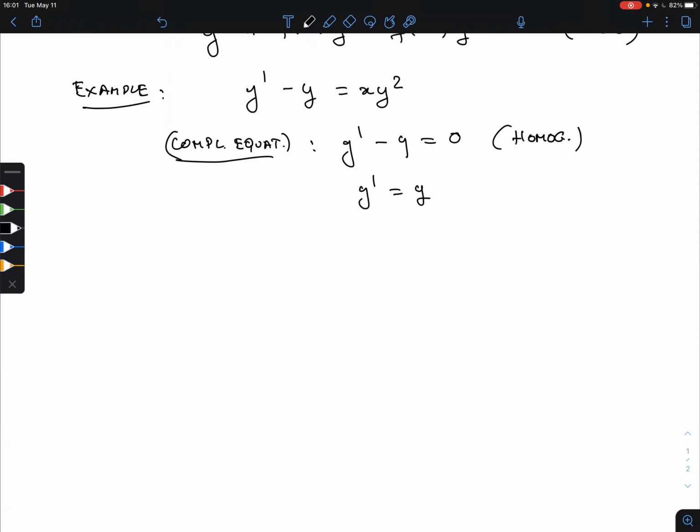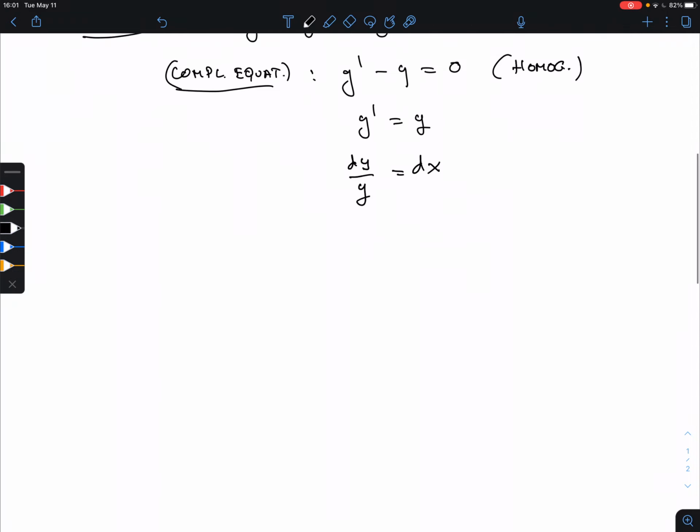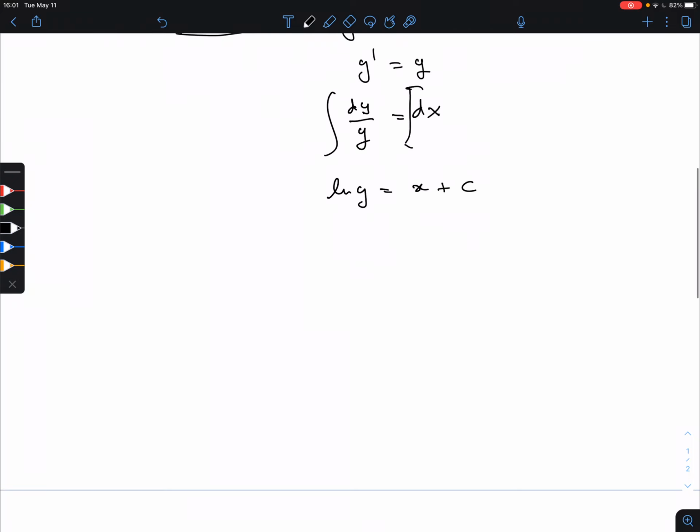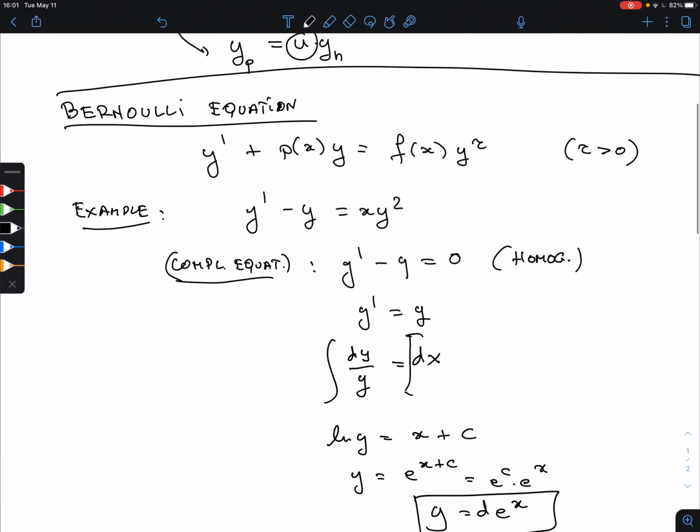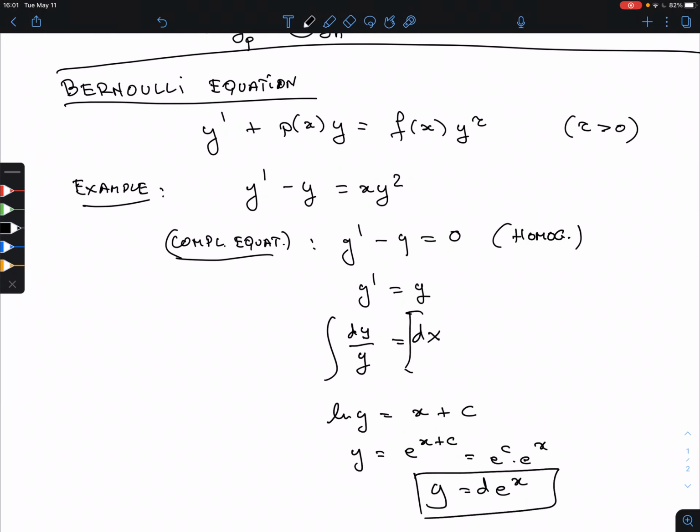Well, let's solve for y here. So we get dy over y, right? The y goes in the denominator. What happens to the dx? Well, it comes up here and there's nothing else. So we integrate this. The ln of y is x plus a constant. Integrating both sides, and then solving for y by taking exponentials, e to the x plus c, and that is e to the c times e to the x, so that is d times e to the x. So that is the general solution of our complementary homogeneous equation.